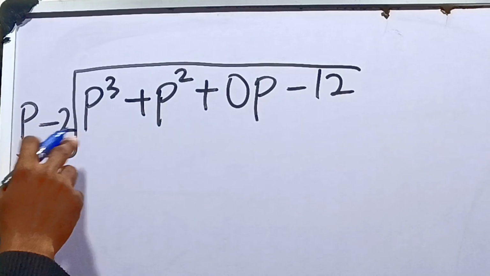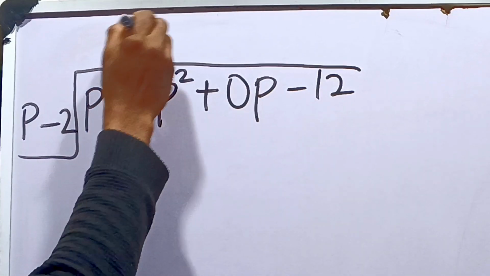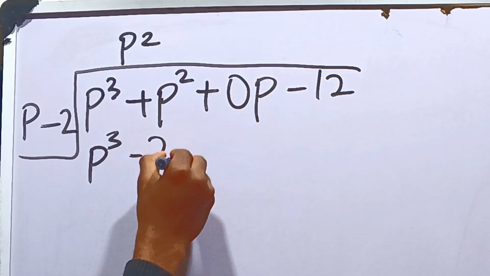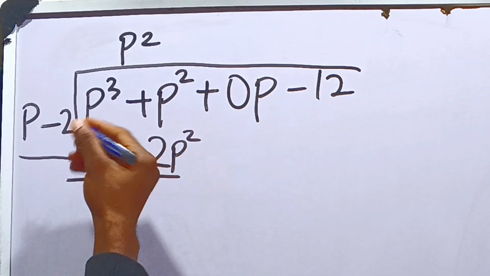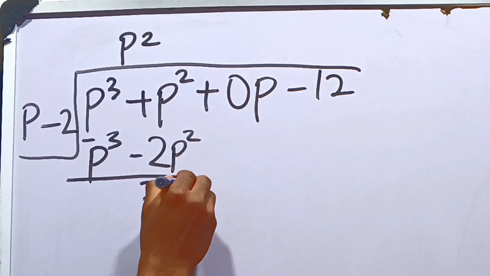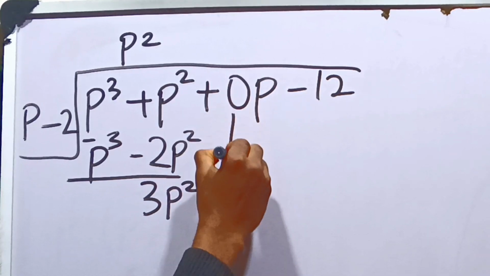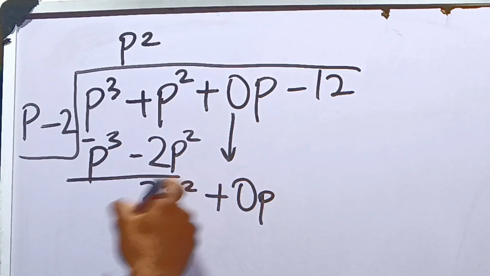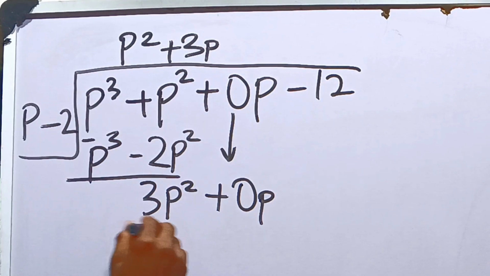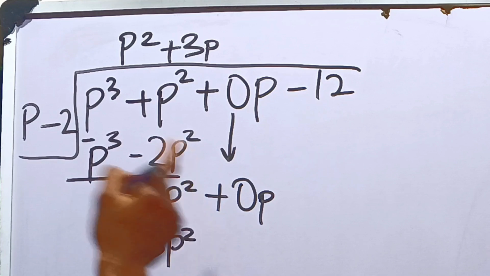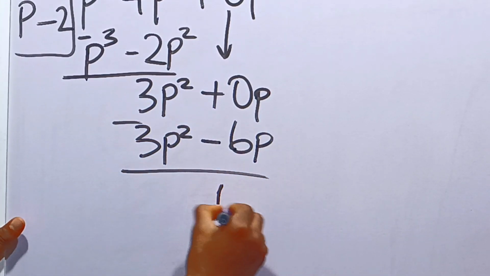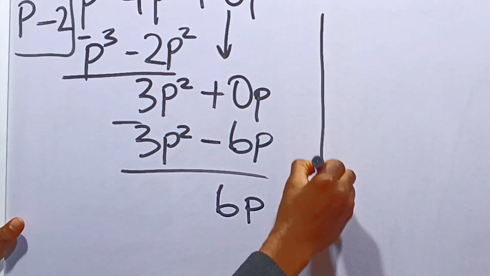Now, p cubed divided by p is p squared. P squared times p is p cubed. P squared times minus 2 is minus 2p squared. When you subtract, minus times minus is plus, plus p squared is 3p squared, plus 0p. 3p squared divided by p is 3p. 3p times p is 3p squared, times minus 2 is minus 6p. When you subtract, you have plus 6p. You bring down negative 12.